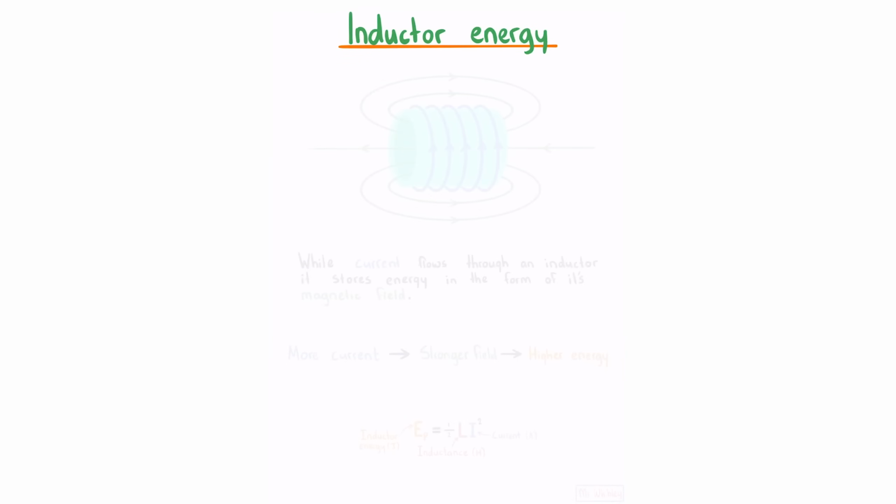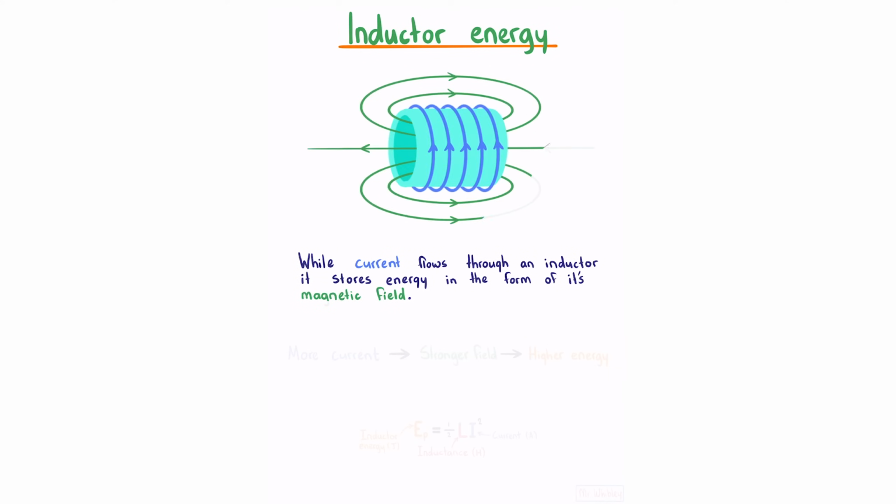Inductor energy. While current flows through an inductor, it stores energy in the form of its magnetic field. More current means a stronger field, which means a higher energy. The equation that describes this is that the inductor energy is equal to half the inductance multiplied by the current squared.